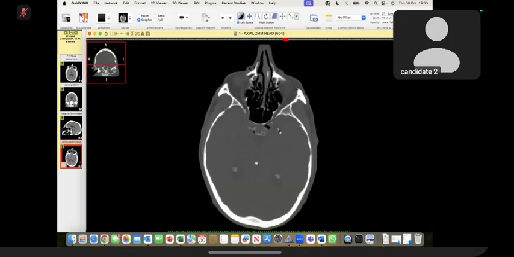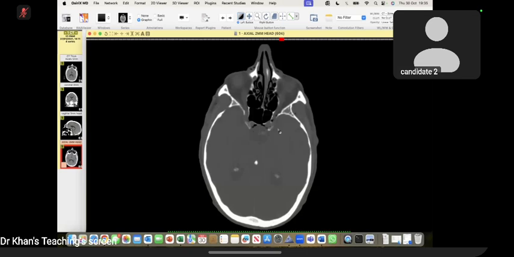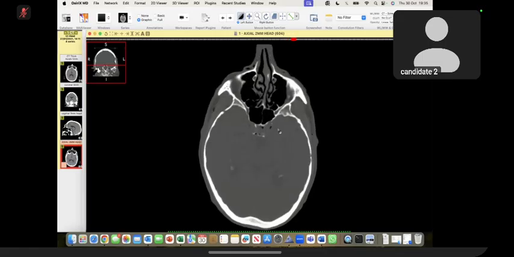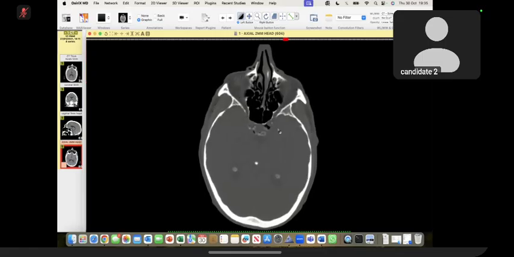So keeping in view the patient had a history of upper respiratory tract infection, and now he's having severe headache, with these air foci, the cavernous sinus may have got a fistulous communication with some paranasal sinus, posteriorly the sphenoid sinus.